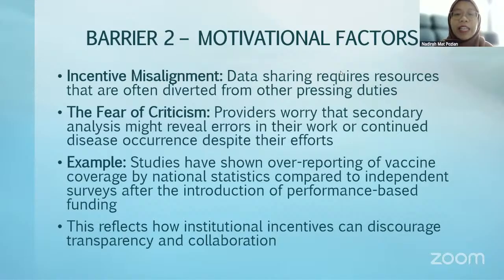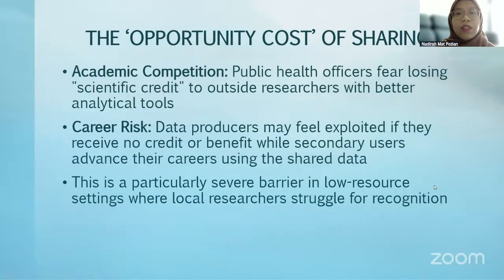For example, studies have shown over-reporting of vaccine coverage by national statistics compared to independent surveys after the introduction of performance-based funding. This reflects how institutional incentives can discourage transparency and collaboration. So, the opportunity cost of sharing.